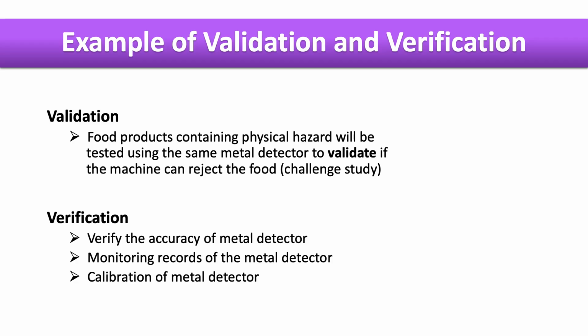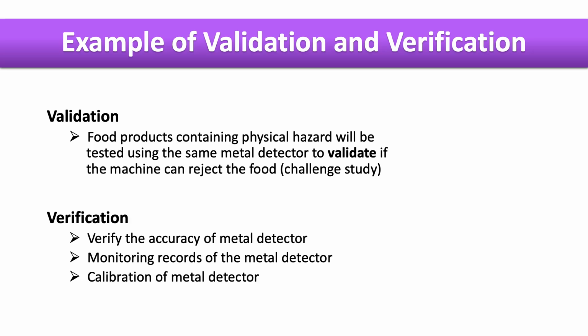Validation and verification of your process control for physical hazards are also quite important. For validation, we usually conduct a challenge study, which means having some food products containing physical hazards tested using the same metal detector to validate if the machine can reject these adulterated foods. For verification, many elements are incorporated.